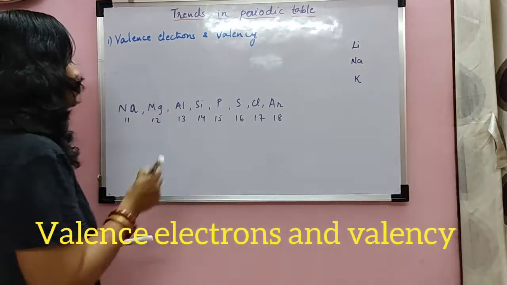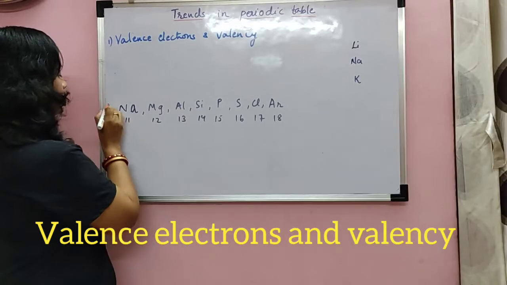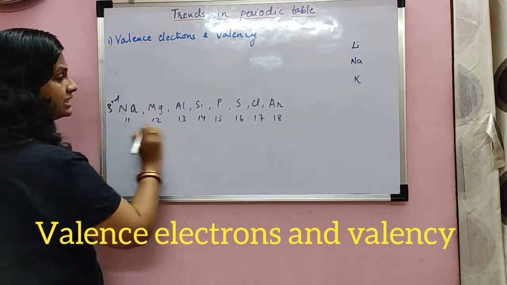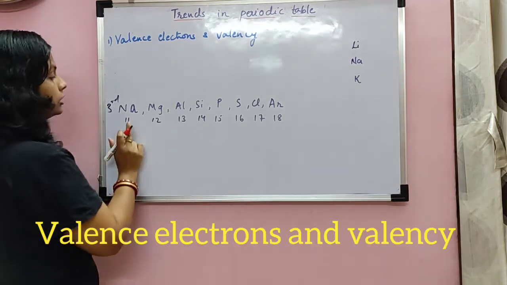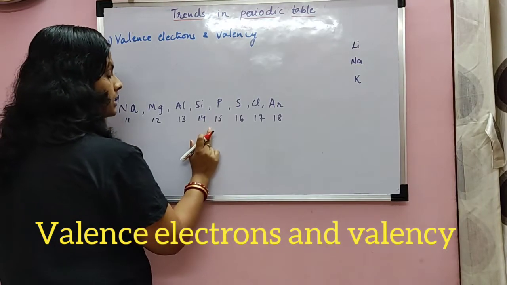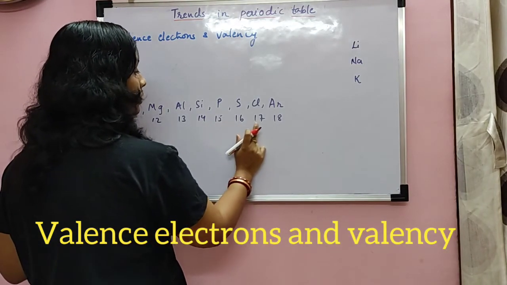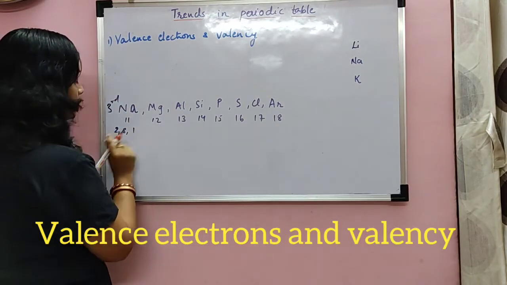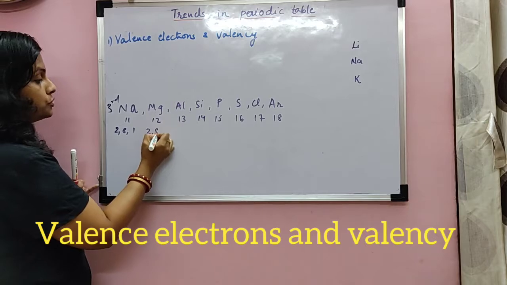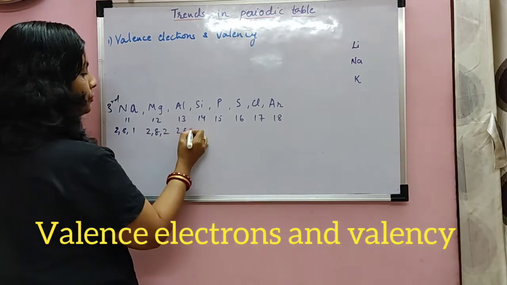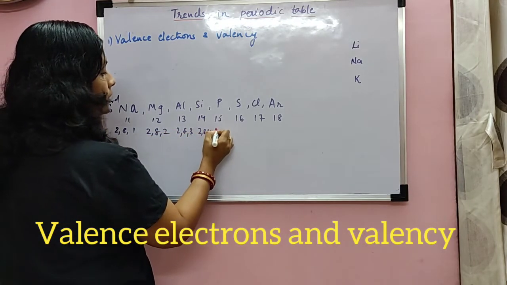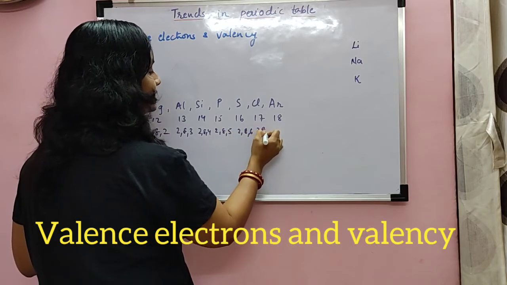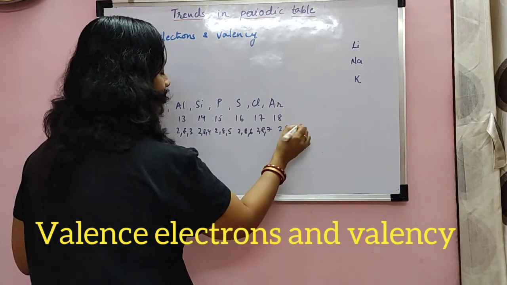So I have written here, this is the third period actually. All of these are in the third period: sodium, magnesium, aluminium, silicon, phosphorus, sulfur, chlorine and argon. Okay, so we will just write the electronic configuration: 2,8,1, then 2,8,2, 2,8,3, 2,8,4, 2,8,5, 2,8,6, 2,8,7 and 2,8,8, right?